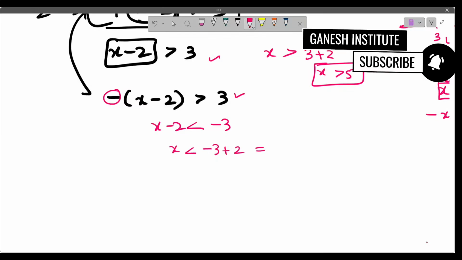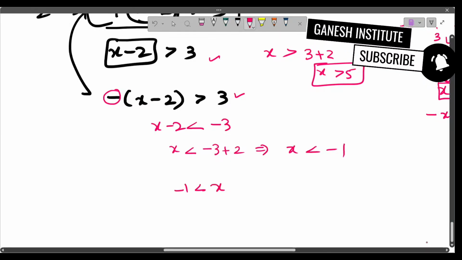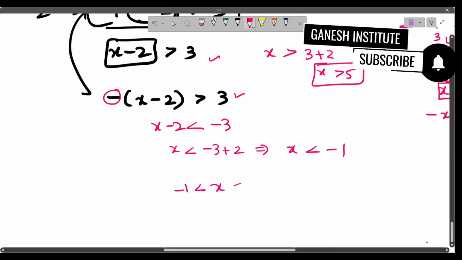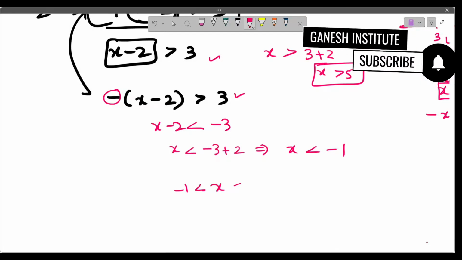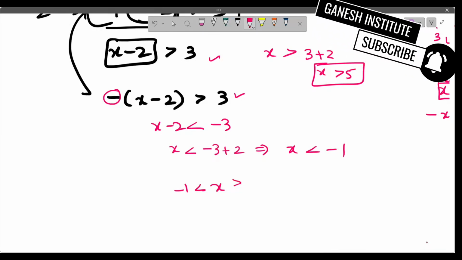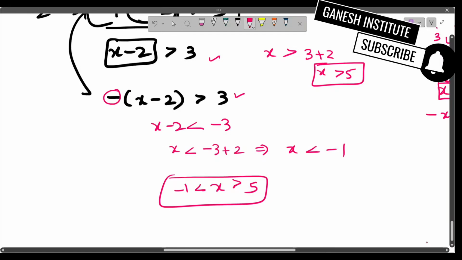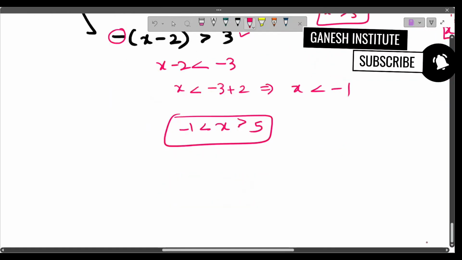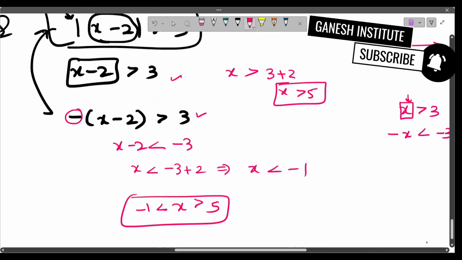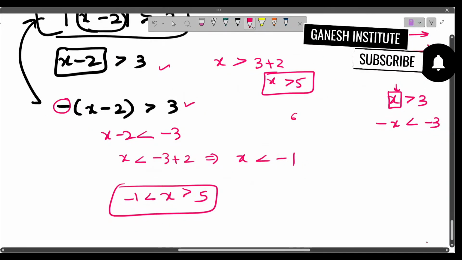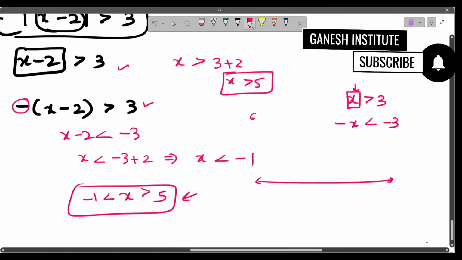and then it will give me minus 3 plus 2, that is, x less than minus 1. So x is less than minus 1, and here x is greater than 5. Is this fine? Yeah. This is very weird, you must be finding it, but this is a compound inequality.